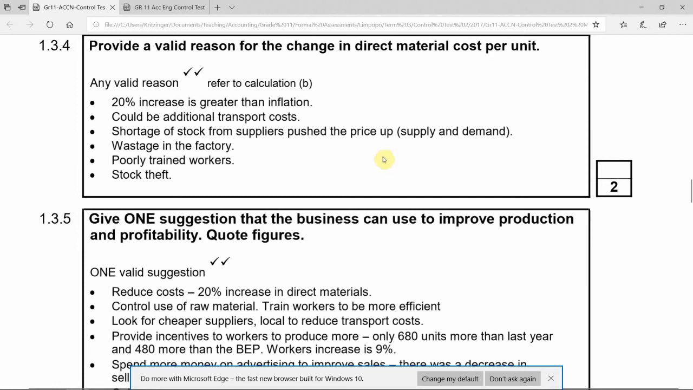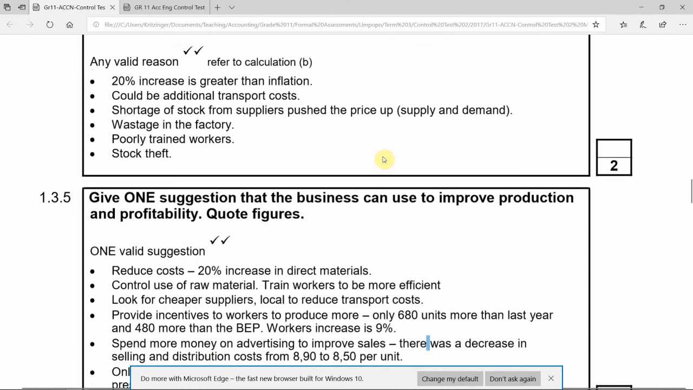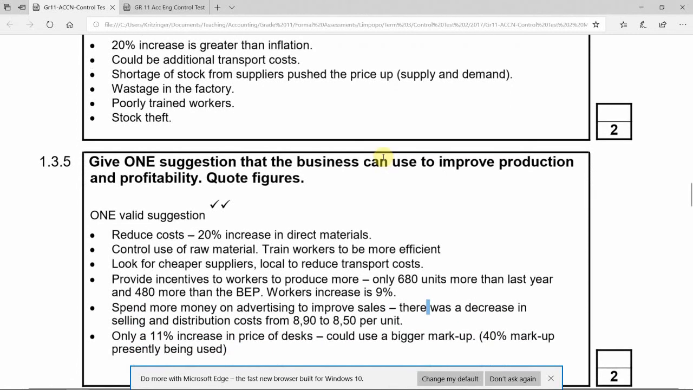Okay, it could also be that we need to look for cheaper suppliers or local instead of international to reduce our transport costs. Then we could also, how do we increase profitability? Well, if we can increase our sales and production, so we can motivate workers to produce more. We only produced 680 more than the last year and 480 more than break even point.